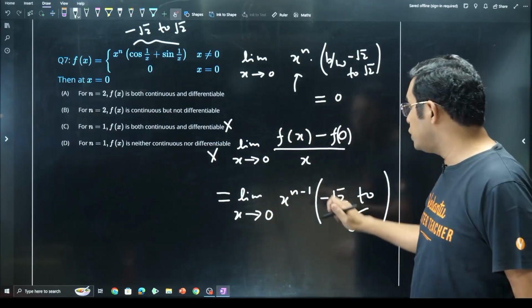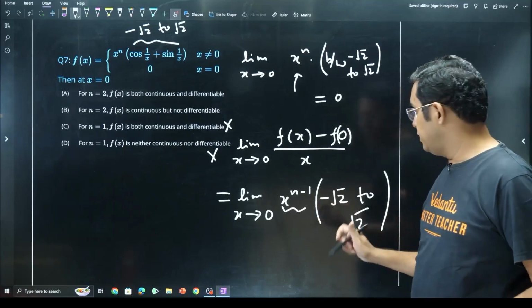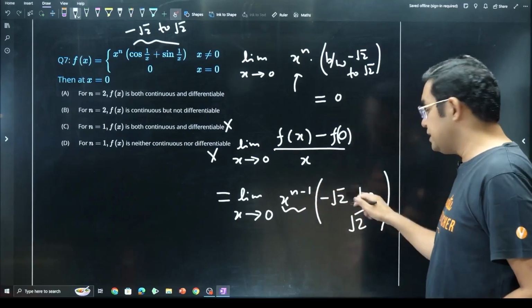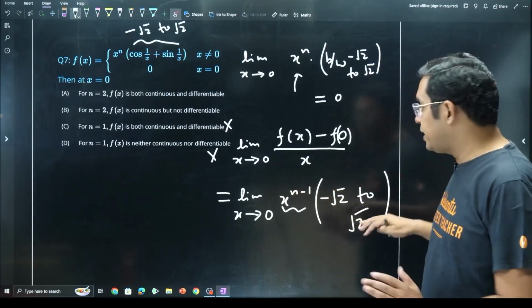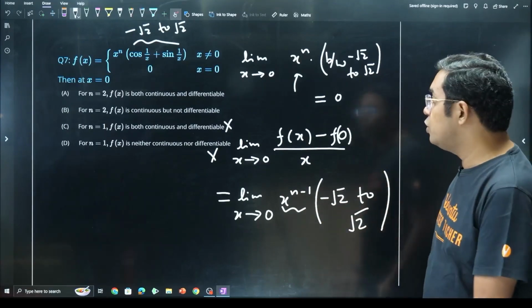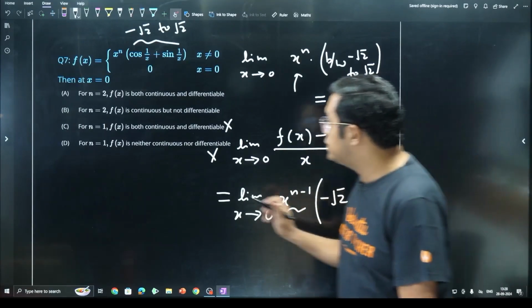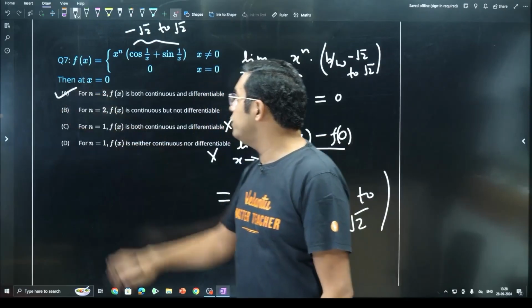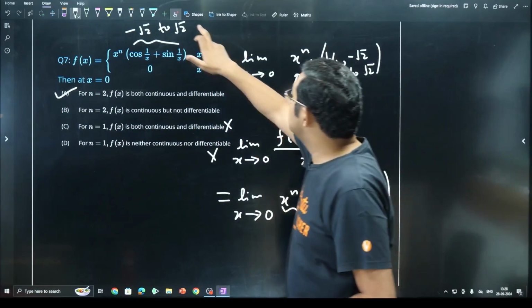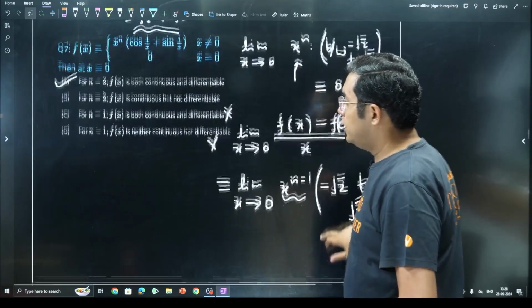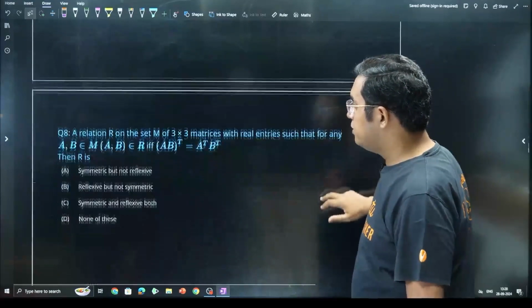But for n = 2, this factor will be x, which tends to 0, whereas the other factor is oscillating between minus root 2 and root 2. So this entire limit becomes equal to 0. So it will be differentiable if n = 2. So for n = 2, we get both continuous and differentiable. That's how this question is done. Moving to the next question. Answer was A. Yeah. Now question number 8.